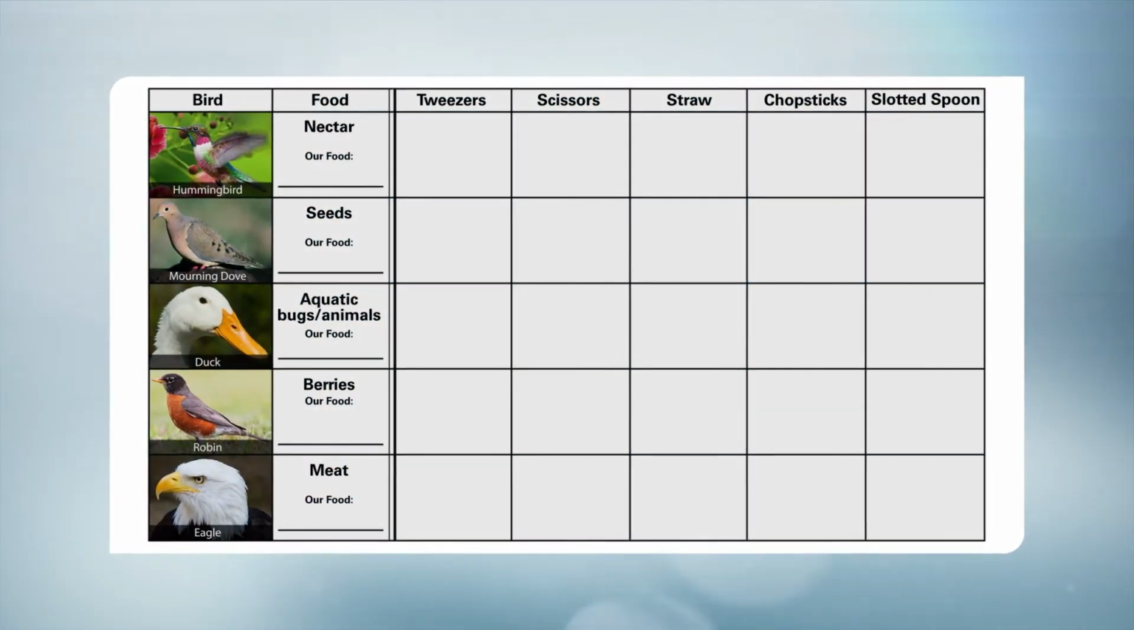Make sure to record your findings in your journal. In the first box, you will make note that the juice represents the nectar. Then place a check in the box for the tool that best represents the beak of a hummingbird, in this case, the straw. You can put an X in the other boxes.